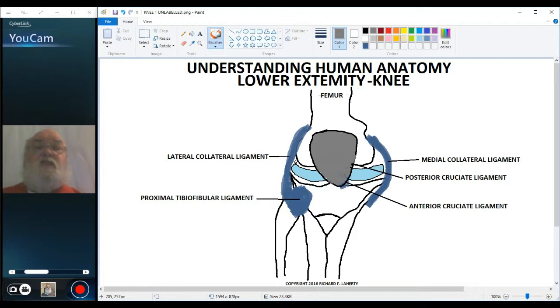Now the patella is a sesamoid bone. That means that it is formed within a tendon, and the tendon in which it is formed is the tendon of the Quadriceps Femoris. And the quadriceps is a large muscle. It's actually 4 muscles that come together into a common tendon, and that tendon inserts on the tibial tuberosity.